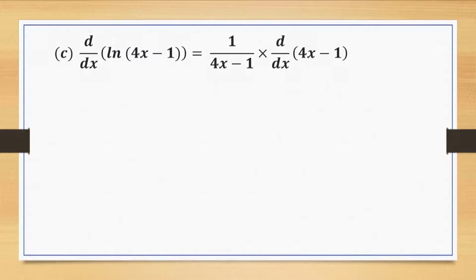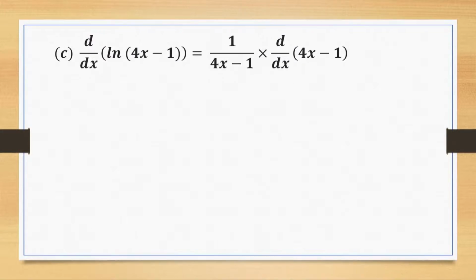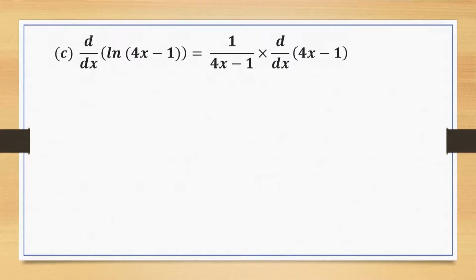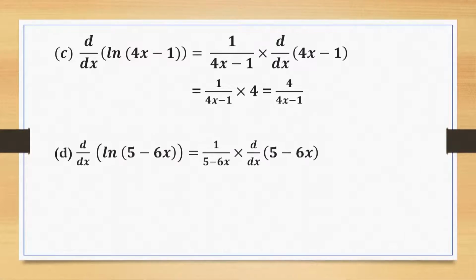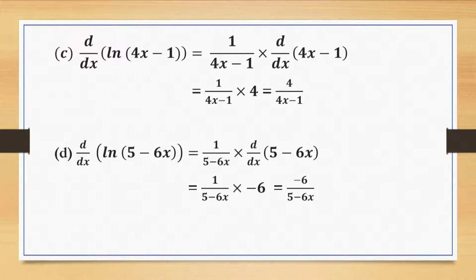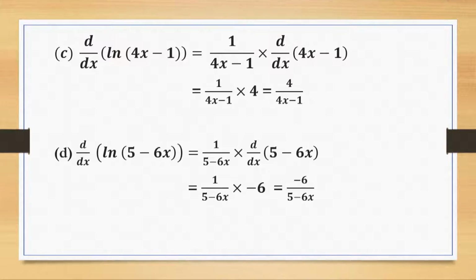Part C, differentiation of ln(4x minus 1) will give me 1 over the function times the derivative of the bracket, that is 1 over 4x minus 1 times 4, which gives me 4 over 4x minus 1. Part D, differentiation of ln(5 minus 6x) will give me 1 over 5 minus 6x times the derivative of the bracket, which is minus 6 here. So the answer will be minus 6 over 5 minus 6x.